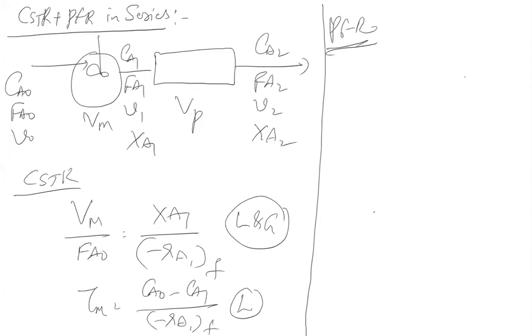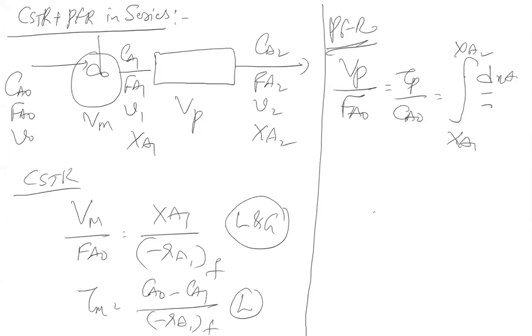So just write on your notes. Maybe I'll write, then you can check. Vp by Fa naught, which is tau p by Ca naught, is equal to the integral from xa1 to xa2 of dxa by minus Ra. Why is this not xa1? Because the xa2 that we are writing is the overall conversion, not the individual conversion.